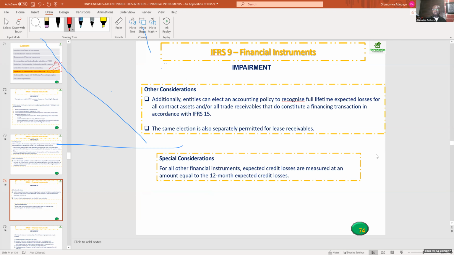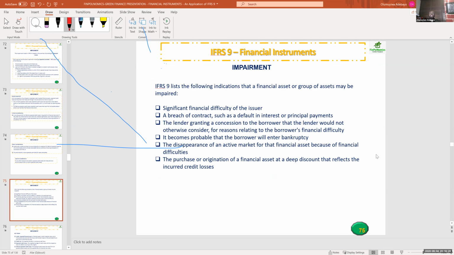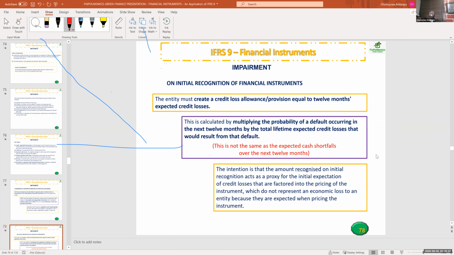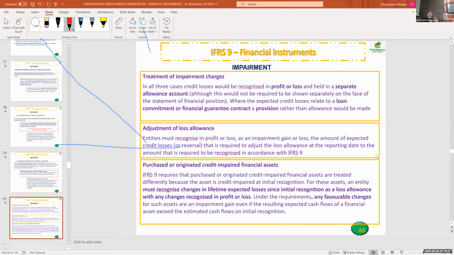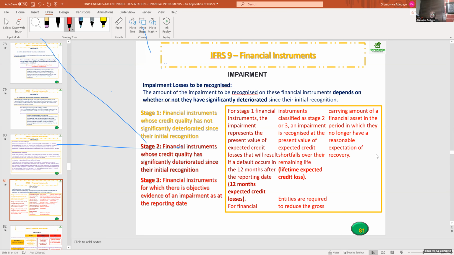Now, what is a general approach? The general approach will show you that there are three stages in which a financial asset is subjected to impairment. There's stage 1, there's stage 2, and there's stage 3. Stage 1 is considered to accommodate every financial asset as at the time you create such an asset. Which means every financial asset will be subjected to impairment test under stage 1.